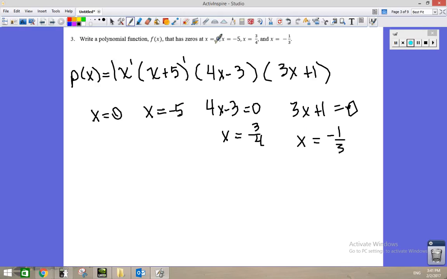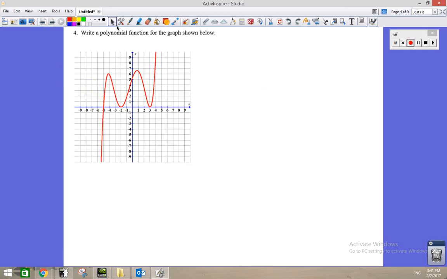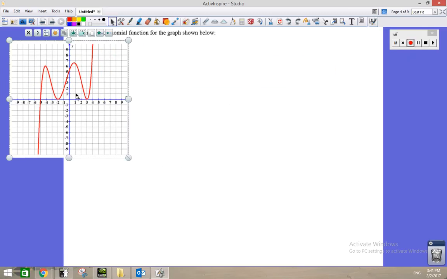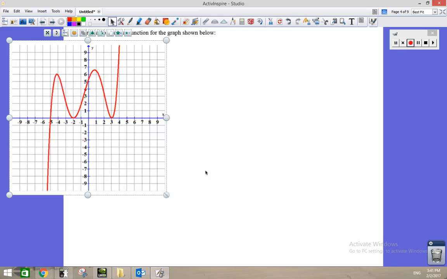They said as zeros, which is just another word for x-intercepts, at 0, negative 5, 3/4, and negative 1/3. So, hey, here's the polynomial function that has those zeros. That's my answer.